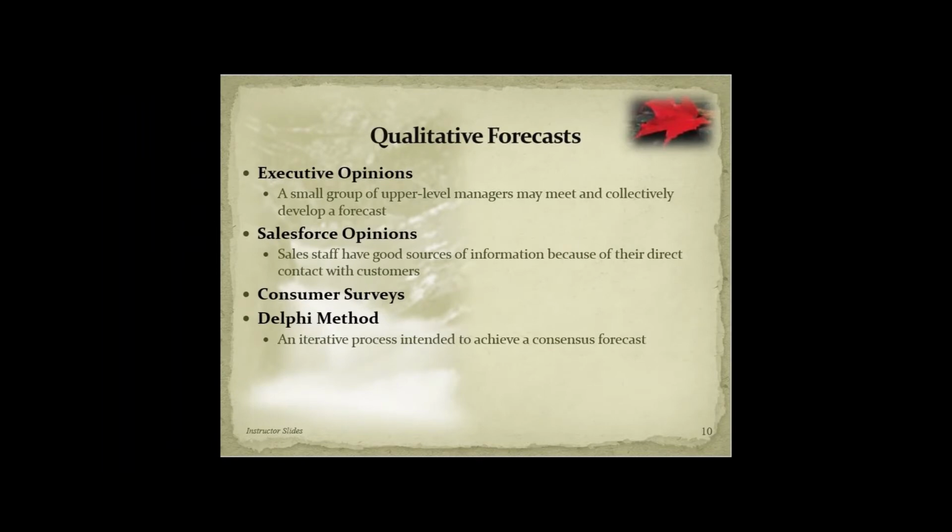Some of these ones: executive opinions, sales force opinions, consumer surveys, and Delphi method. Let's just scan over those ones. The executive opinions: a small group of upper level managers may meet and collectively develop a forecast. An example of this one, like for example, operations manager with the finance, marketing, accounting, and all of those ones, they sit together with top management and they try to brainstorm and develop a forecast of the future. So the development of the forecast uses here executive opinions, like chief executive officer of operations, chief executive officer of finance, and all of those ones together, and they develop a forecast.